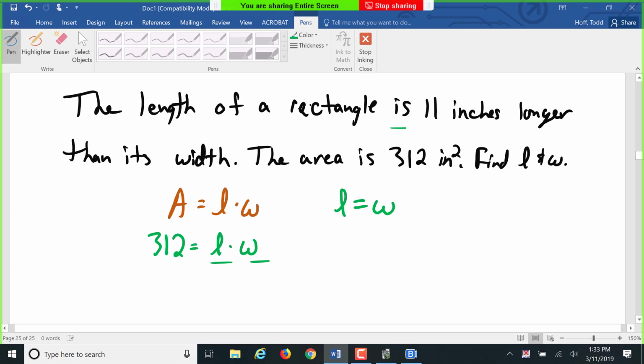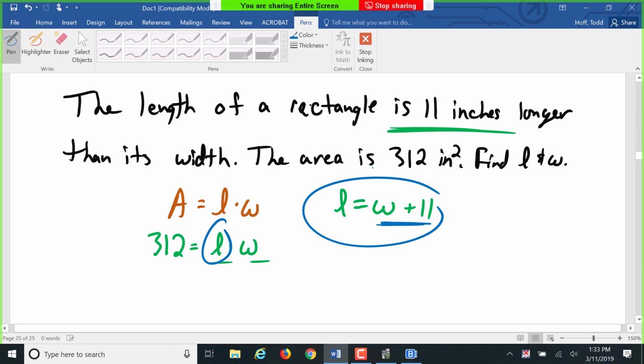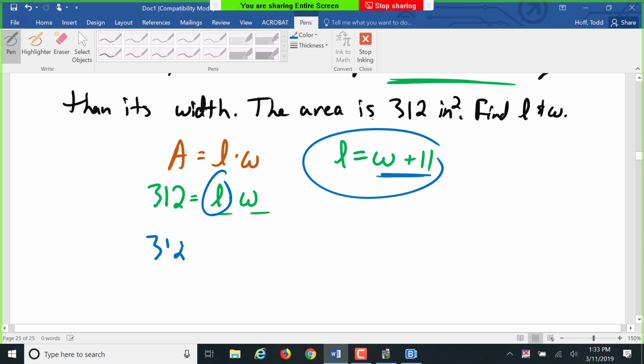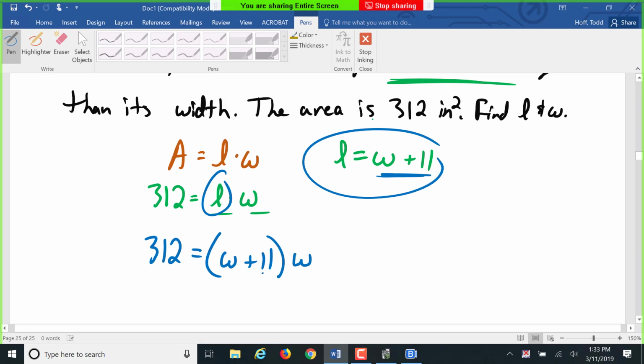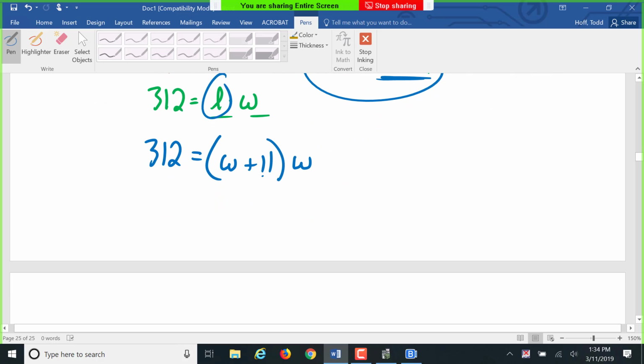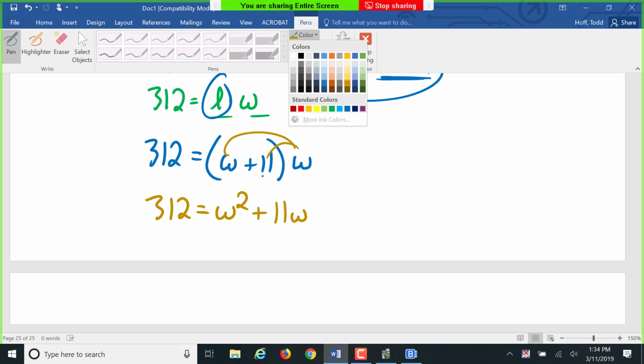L equals W plus 11. So we're going to change this. We're going to replace L with W plus 11. So 312 equals W plus 11 times W. Now what do you think we should do? Distribute the W. So 312 equals W squared plus 11W.